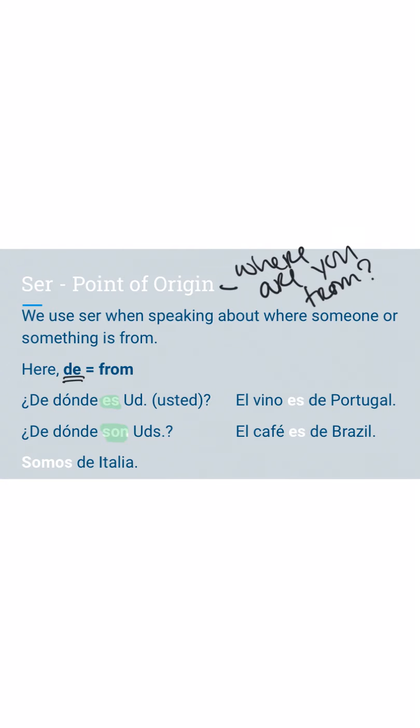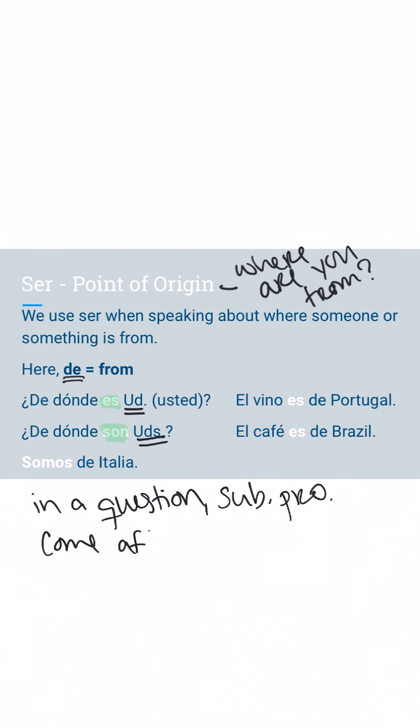And notice here that in our questions, maybe you've picked up on this, our subject pronouns come after the verb. So in a question, subject pronouns, I'm going to abbreviate that there, come after the verb. Okay. So, ¿de dónde son ustedes? Where are you all from?